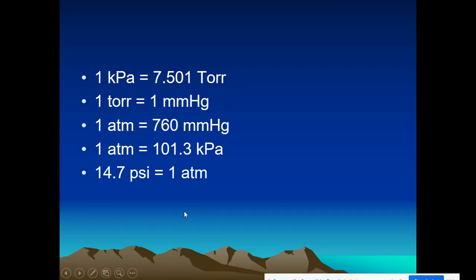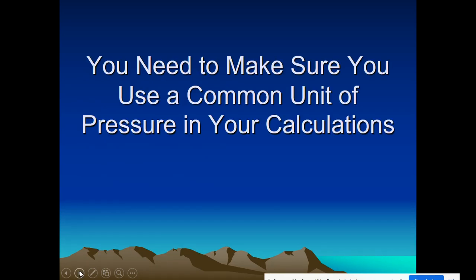So the relationships I want you to be familiar with are right here. Make sure you write these down into your notebook. And when you're doing a problem, it's very important, because there are lots of different units of pressure, that you make sure you are using the same unit of pressure if you are dealing with a problem where the pressure changes. Okay, so when we're doing calculations, we do have to make sure we're using a common unit of pressure in our calculations.